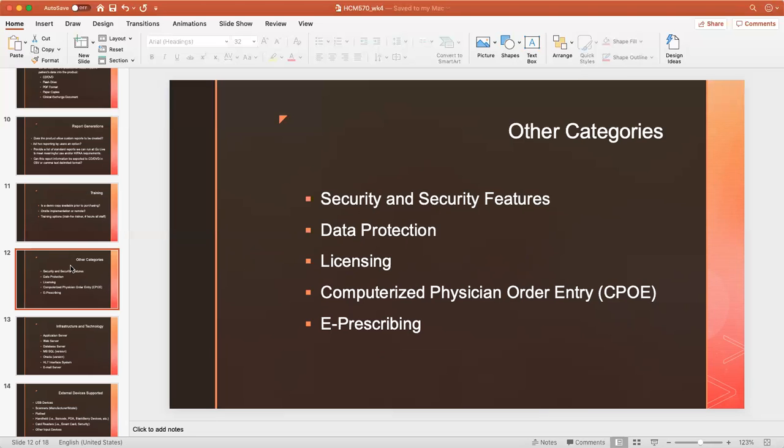The first year that CPOE was widely implemented in the United States, they documented the saving of over 50,000 patient lives the first year. This is not something you want your system to not have.